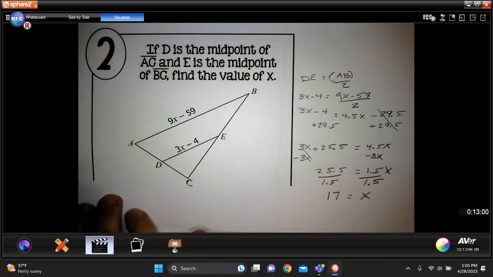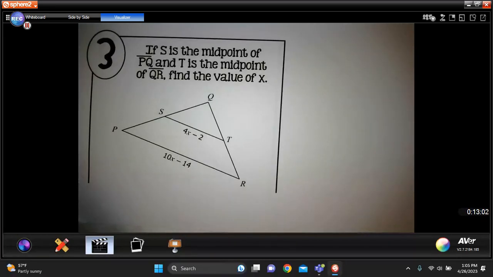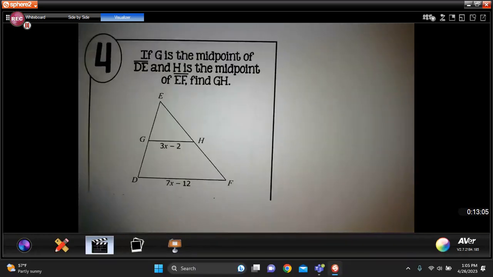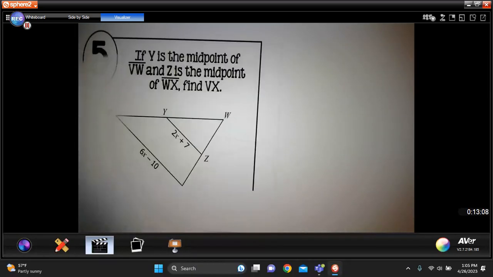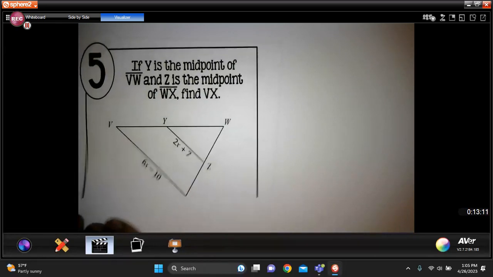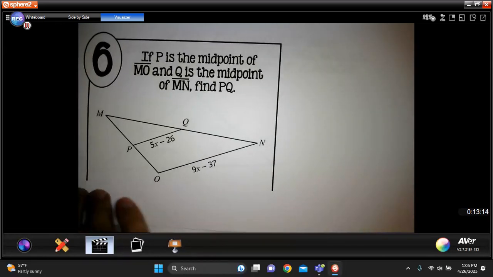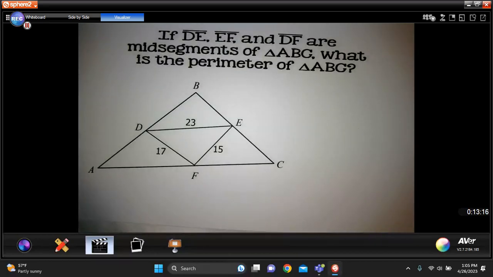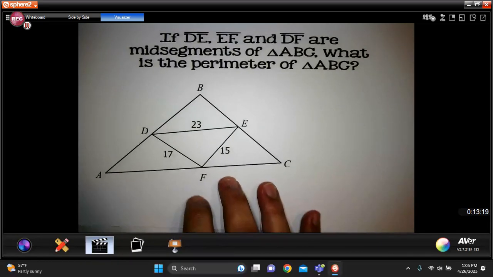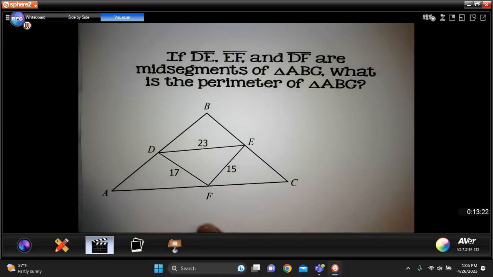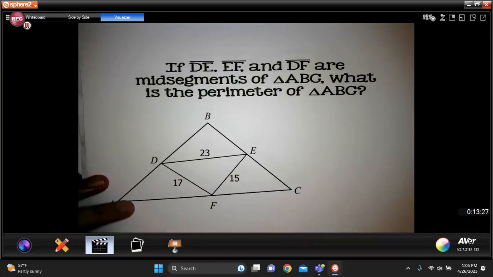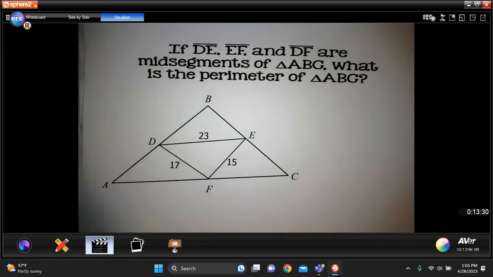Okay, and now you guys should be working with problem number 3, number 4, number 5, number 6, and number 7 is slightly different. Number 7 doesn't have a number, but it says if DE, EF, and DF are mid segments of ABC, what is the perimeter of ABC? They're asking you about the perimeter of the whole thing.